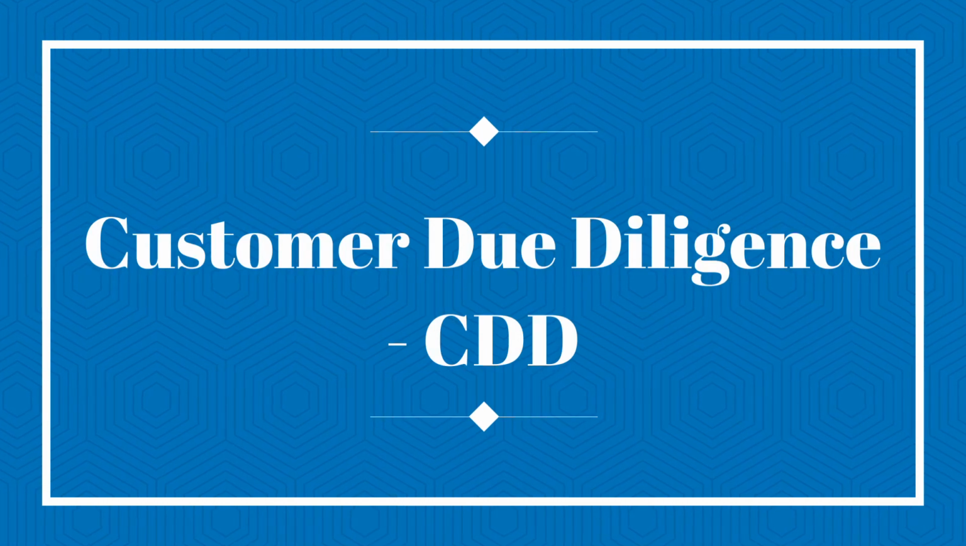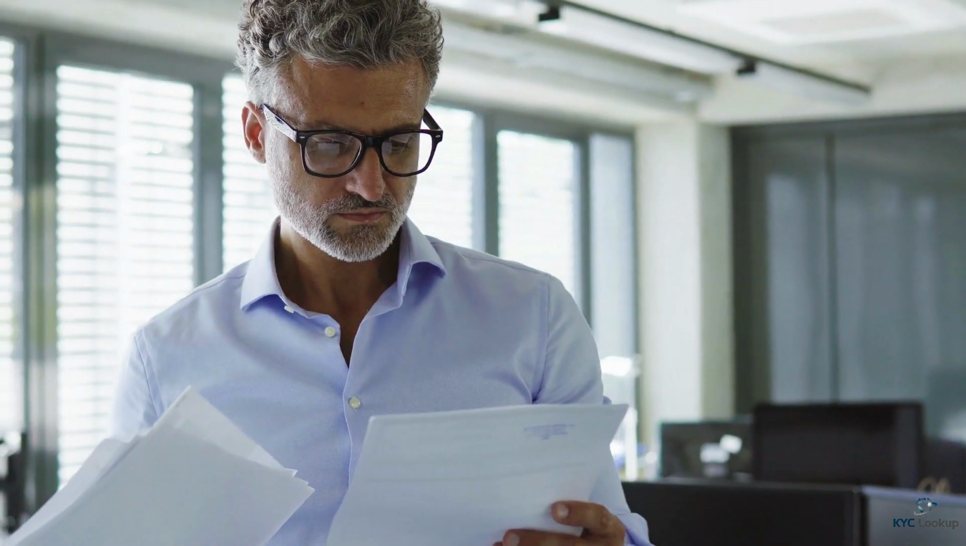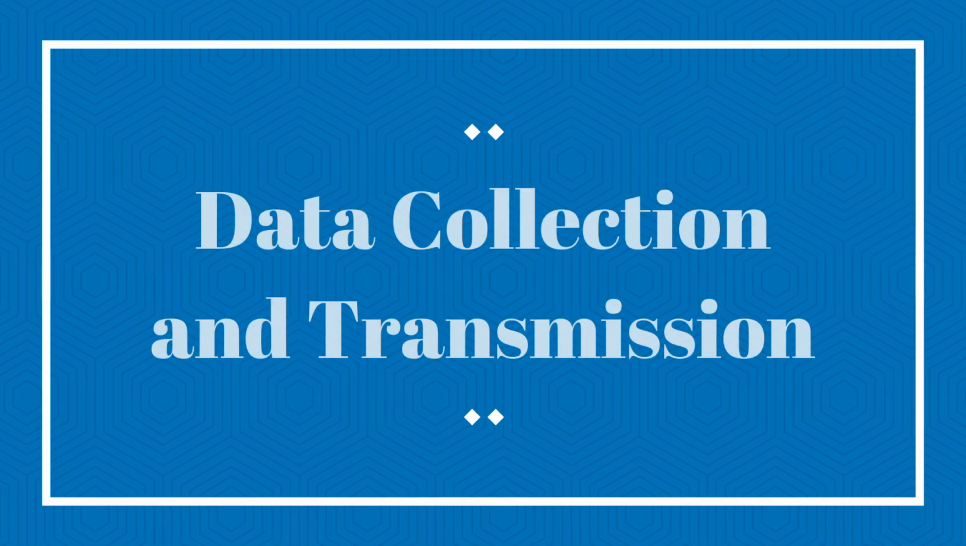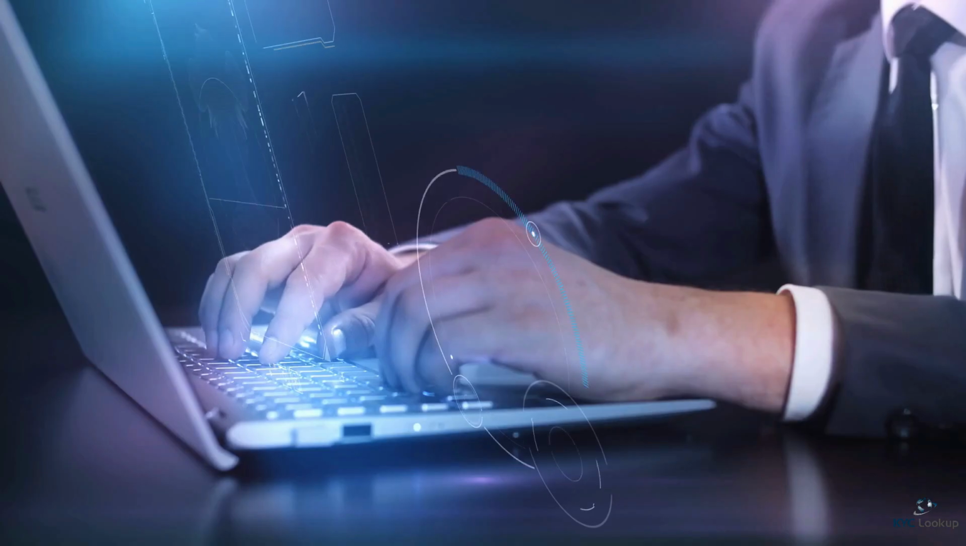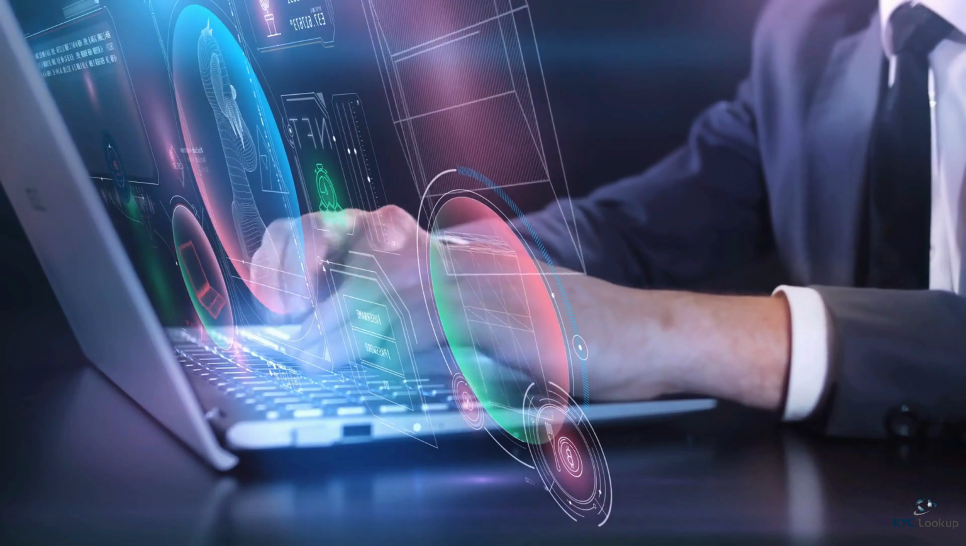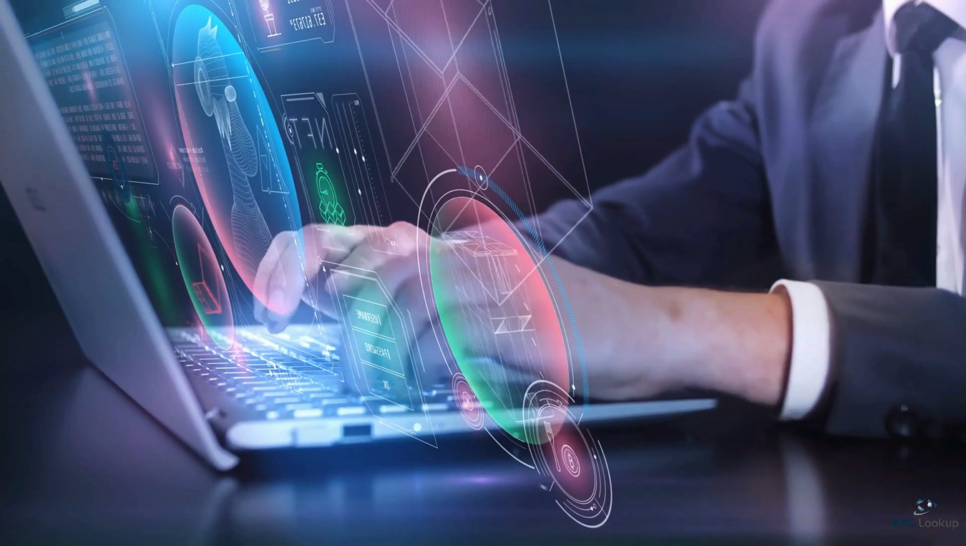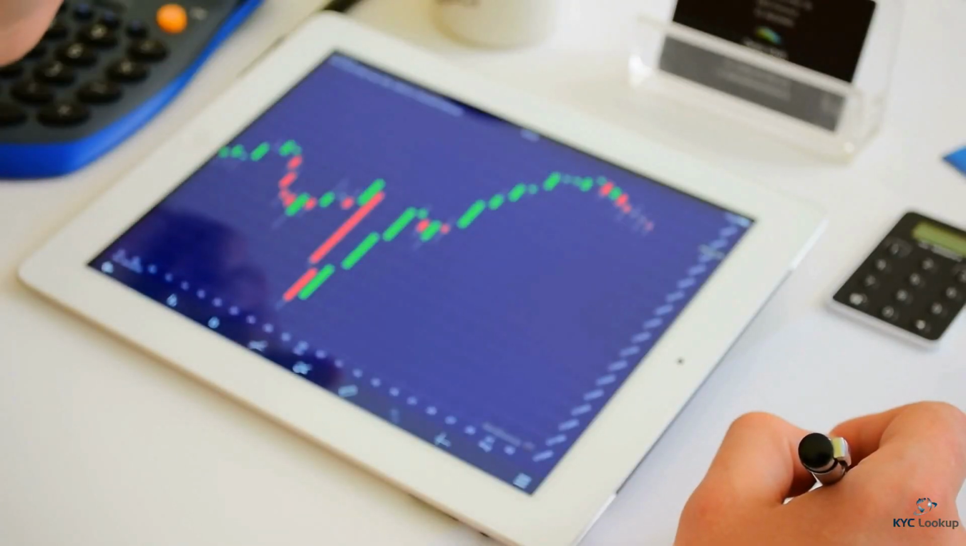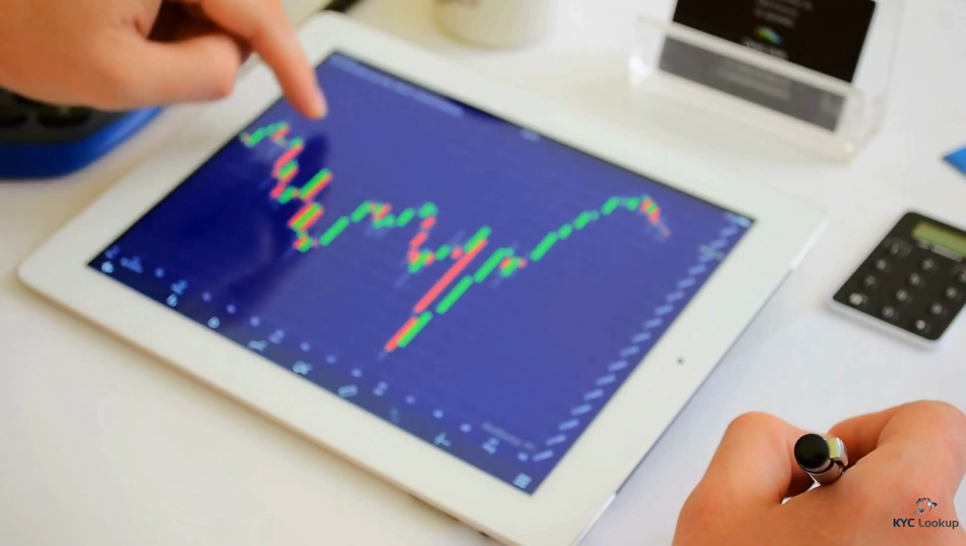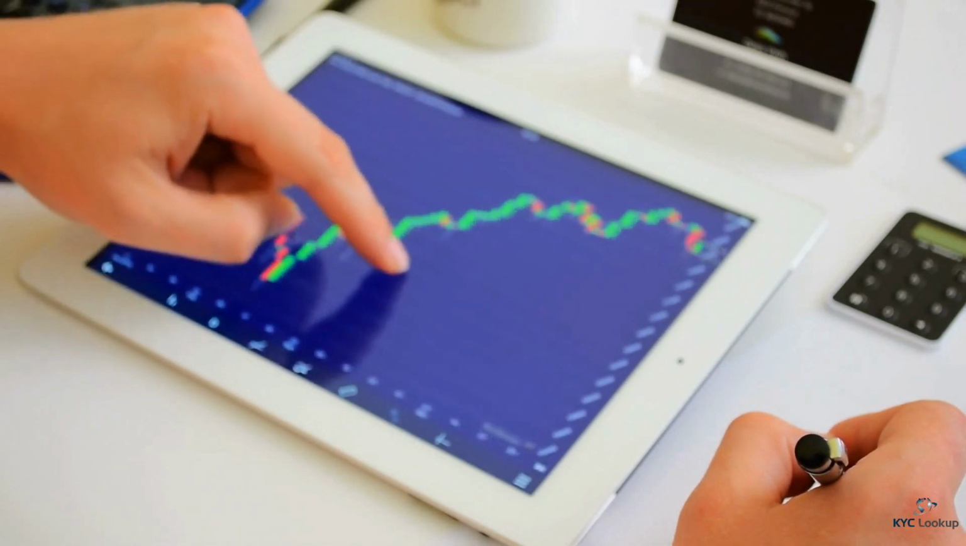Customer due diligence, CDD. Before executing transactions, businesses must conduct robust customer due diligence to verify the identities of their customers. This involves collecting and verifying customer information such as legal name, address, account numbers, and contact details. Data collection and transmission. Transaction data must be collected and transmitted to the beneficiary's financial institution. Many businesses rely on technological solutions that automate these processes while ensuring data accuracy and security.